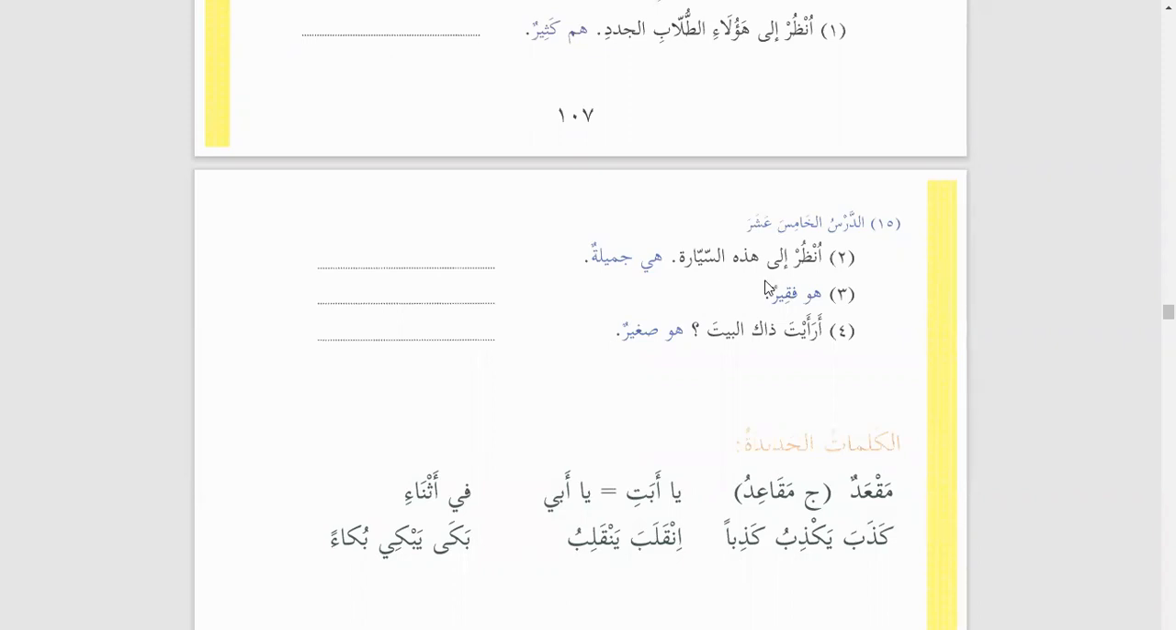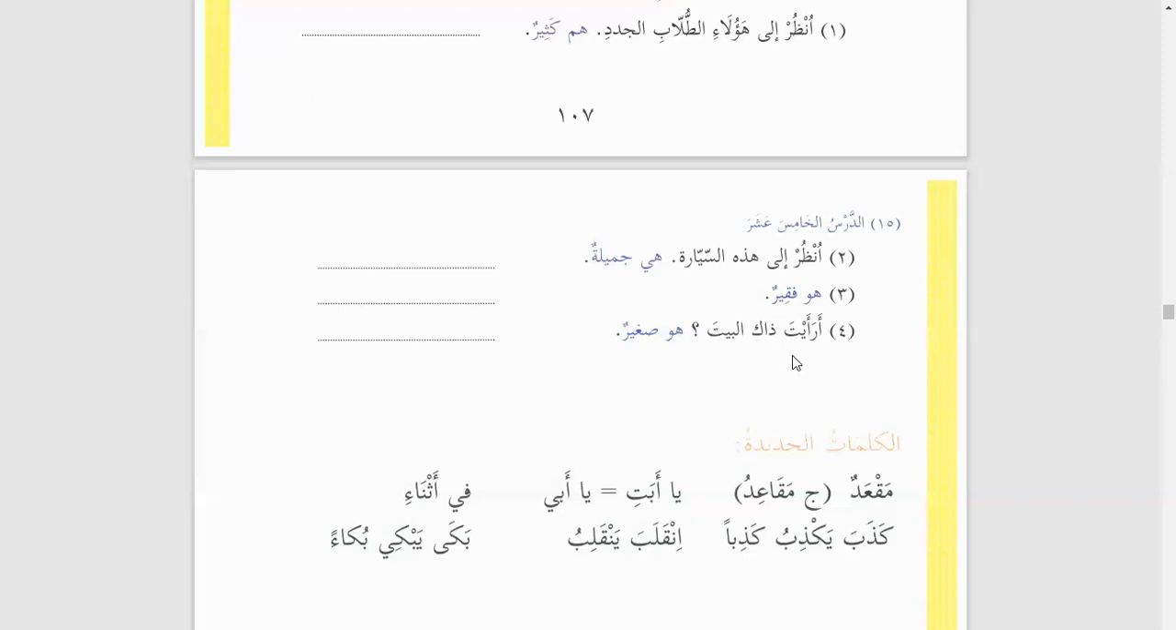Again, إلى. انظر إلى هذه السيارة. Look at this car. هي جميلة. It is beautiful. Okay. ما أجملها. How beautiful it is. Okay, excellent. Now ha refers to the car. Okay. هو فقير. He is poor. ما أفقره. How poor he is.